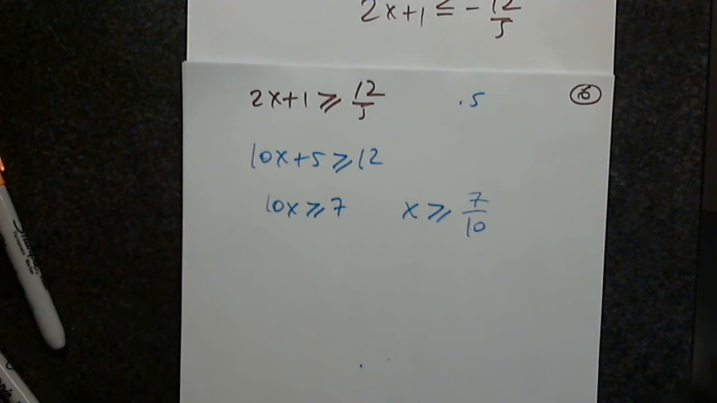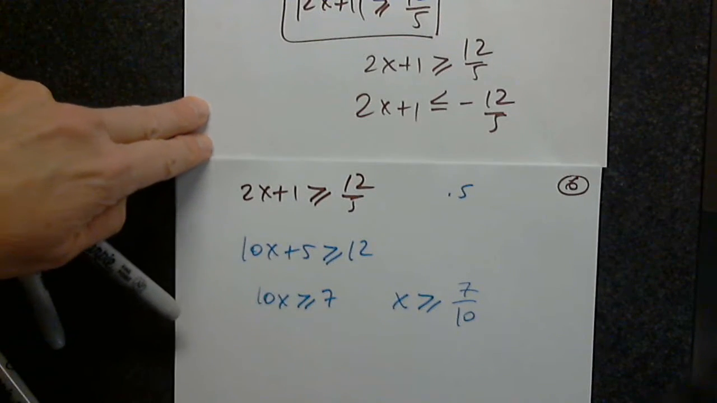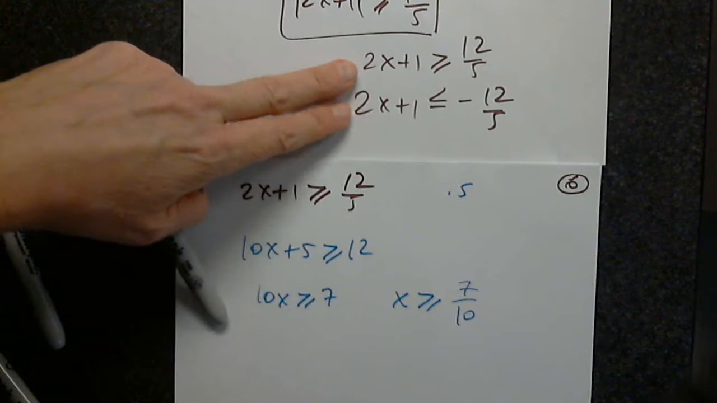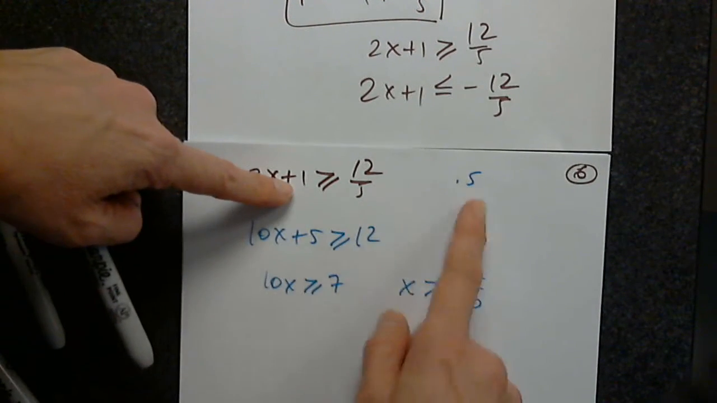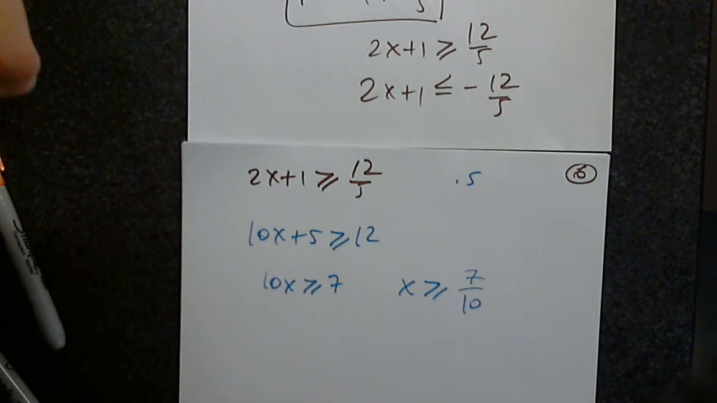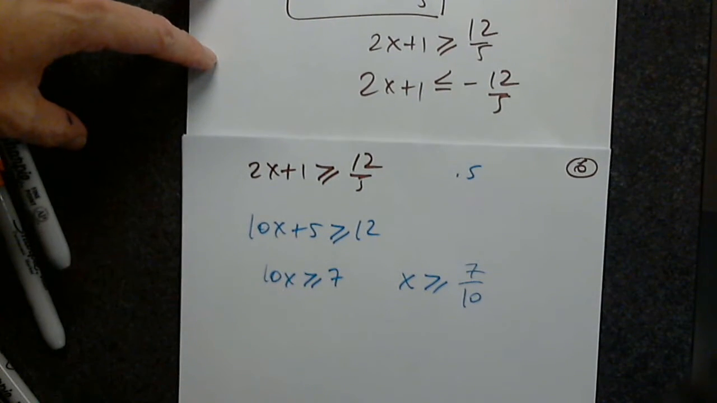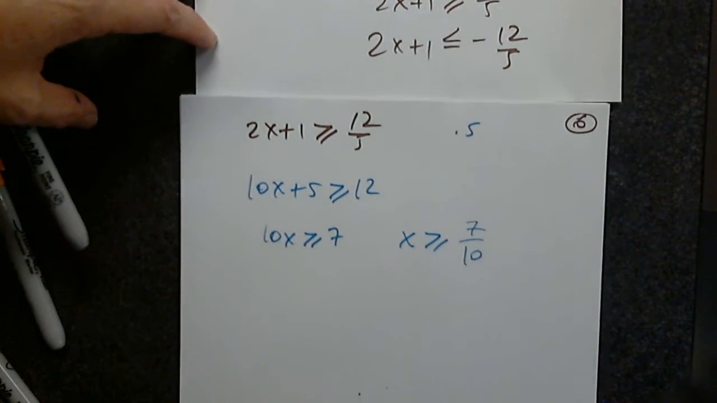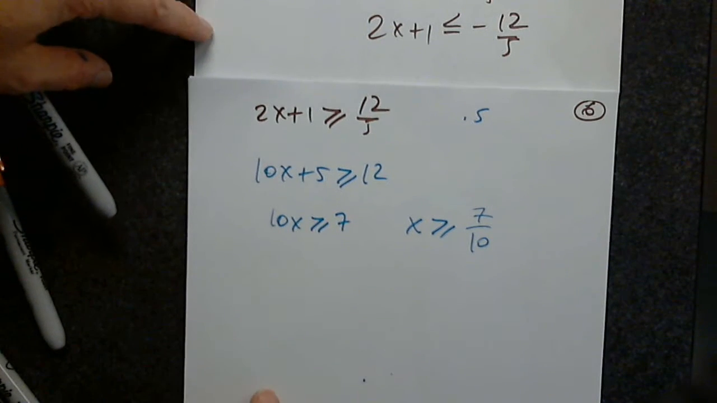Any questions on this? Yes. Can you go back on how you got that again? Which part? Down here. 2x times 5, 1 times 5, 12 over 5 times 5. Was that the question, Susie? Yes? Okay. And then I subtract 5, and I get 7, and divide by 10.